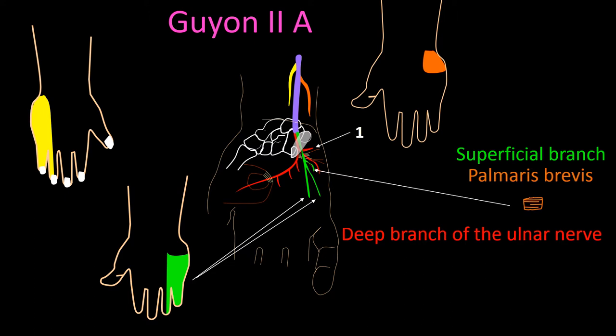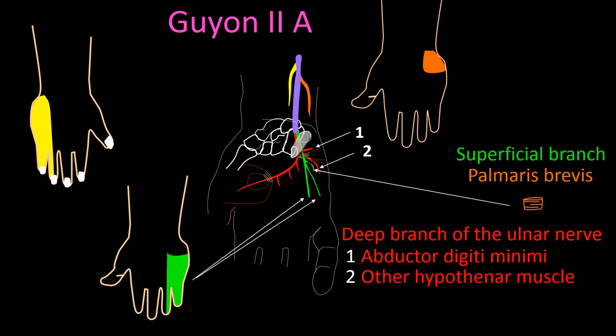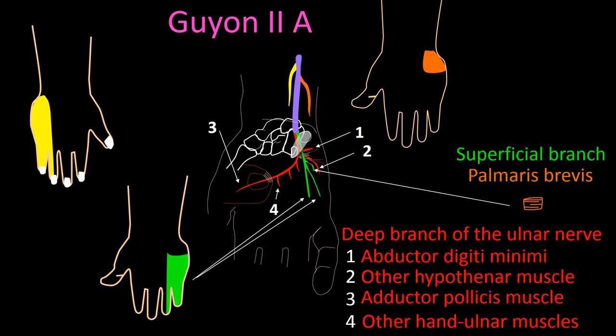As you recall, the first branch goes for the abductor digiti minimi, the second branch goes for the other hypothenar muscles. The number 3 indicates the last branch of the deep branch of the ulnar nerve. This is the branch that goes for the adductor pollicis. The number 4 stands for all other ulnar innervated muscles not previously considered.